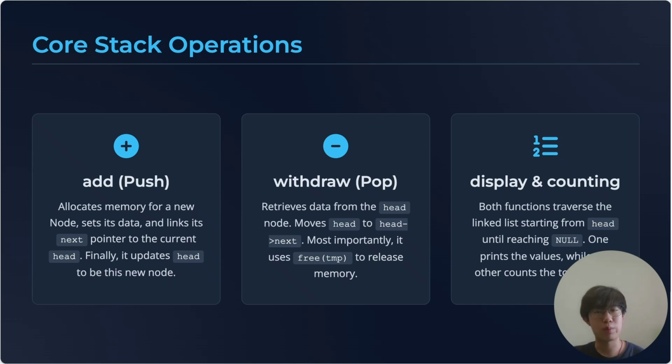And for the pop operation, I use the withdraw function. This function takes a value from the current head, moves the head pointer to the next node in line, and very importantly, uses a free function to delete the old node and clear the memory. I also wrote display and counting functions. Both of these use a temporary pointer to travel through the linked list from top to bottom, either printing the values or counting how many nodes there are.